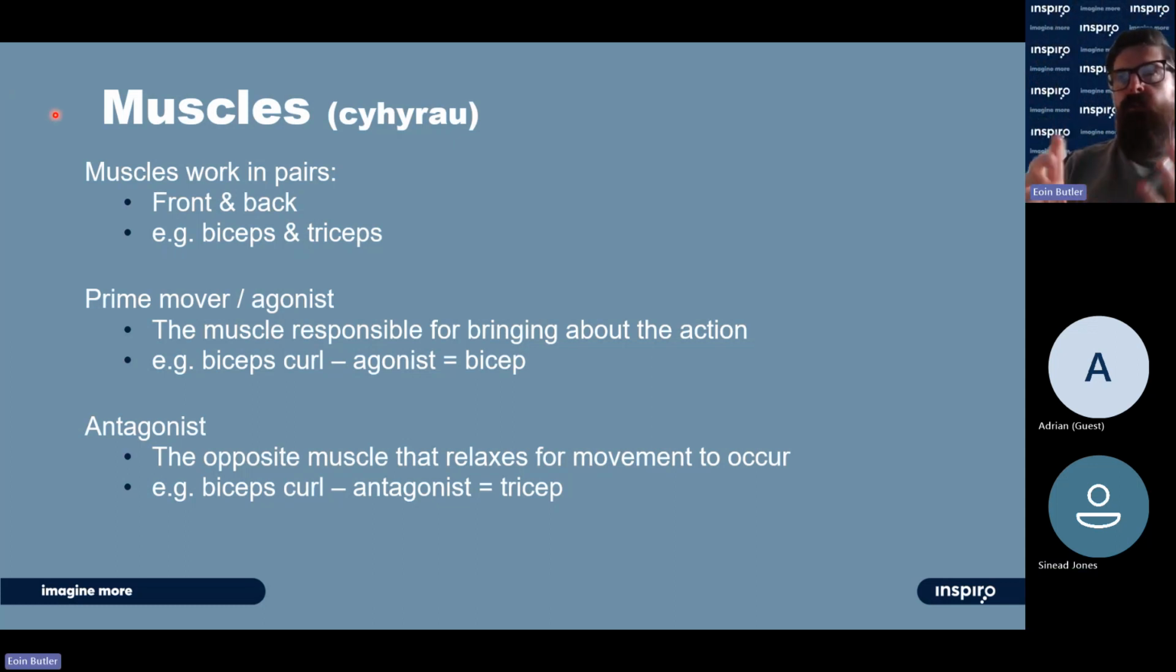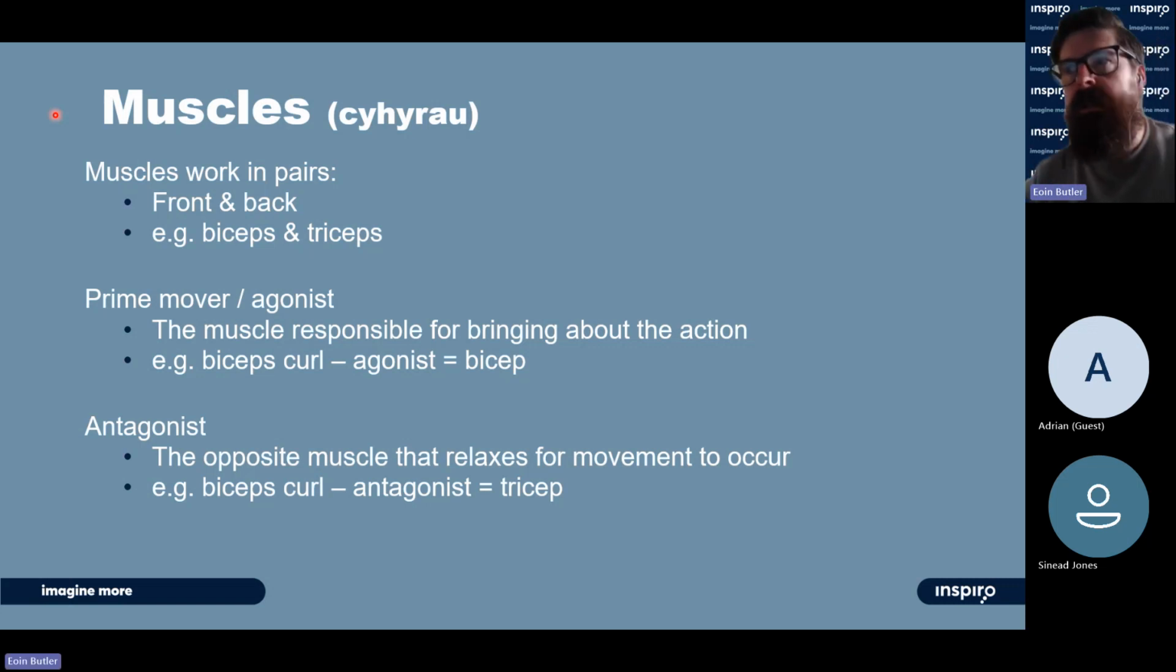So just to quickly recap, our agonist muscle is the muscle responsible for bringing about the action. If we do a leg extension exercise, my quadriceps would be my prime mover agonist. Can anybody tell me what the antagonist would be for that? Hamstrings, good. The hamstrings have to relax for the quadriceps to contract. And vice versa, if I'm doing a hamstring curl, the hamstrings will be the agonist, and my antagonist will be the quadriceps. So we always work in opposites.